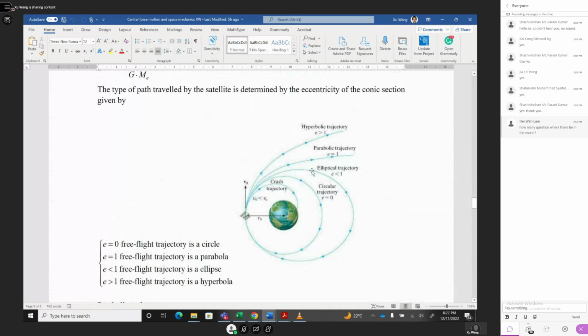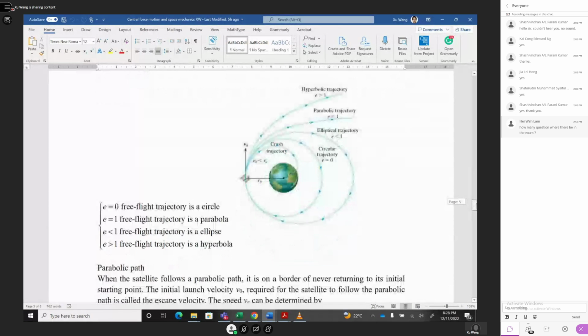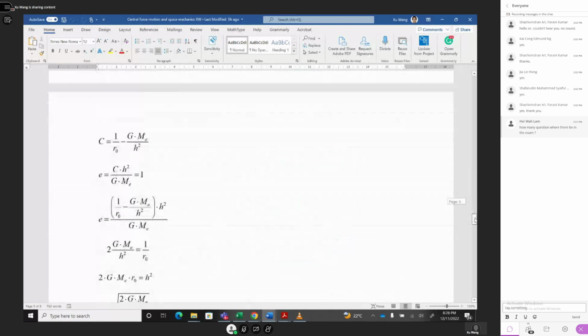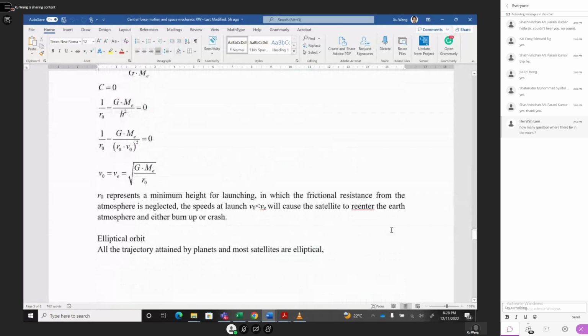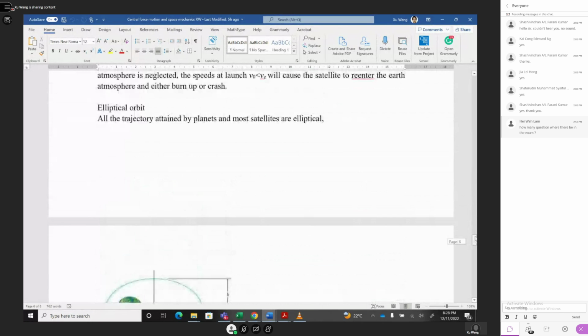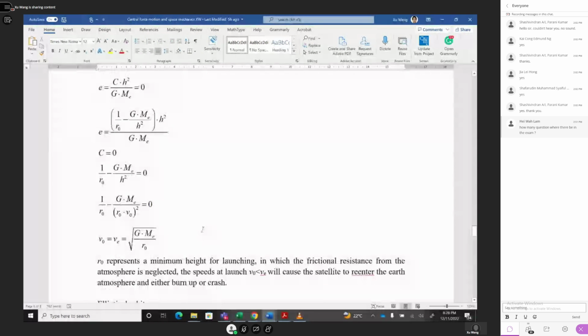If it is more than this one, this satellite will fly away and never return. If less than this one, it will come back. Okay, so be careful. That's why you get this escape speed. You can find the escape speed like that. So this is the escape speed.